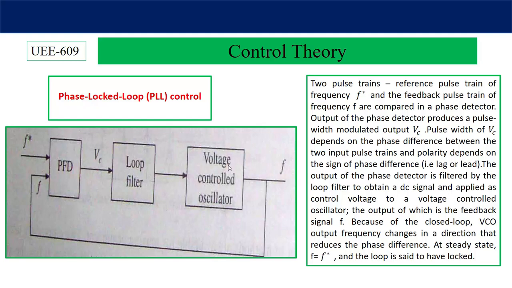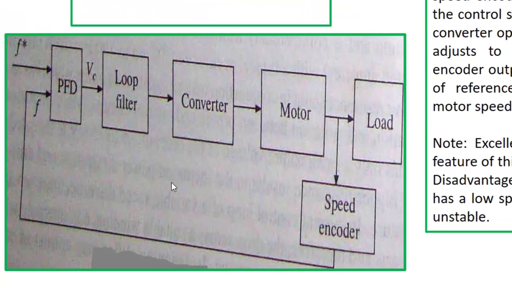Now let's see its application in electrical drive systems. In an electrical drive system we have a converter and a motor. To control the speed of the motor, we have to control the switching pulses of this converter. To do that, obviously we have to control the pulse width modulated input, or the on period of the switches. Now how will we get this signal? Here the voltage controlled oscillator is replaced by the converter, motor and speed encoder. The function remains the same. The converter, motor and speed encoder will operate in such a way as to reduce the phase difference between these two signals.